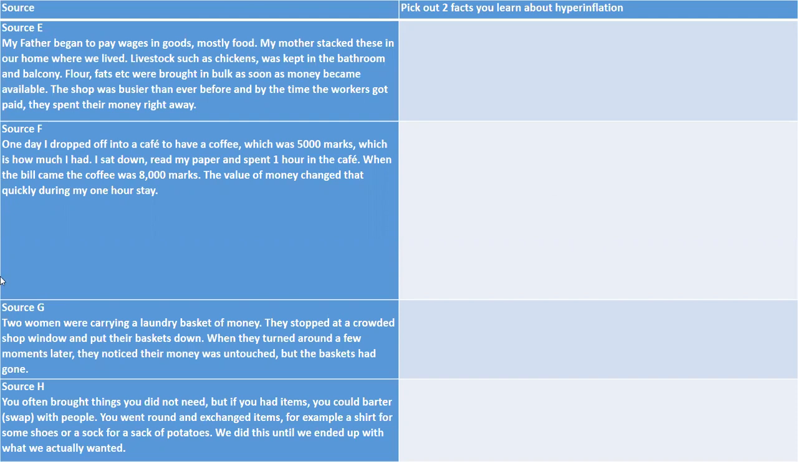I particularly want to point out source G, the story of two women carrying a laundry basket of money. They stopped at a crowded shop window and put the baskets down. When they turned around, the money was left, but the baskets were gone. Items were more important than money, because Germany became a nation of bartering, of trading, of swapping. And the only thing you didn't swap was money, because money was literally worthless.